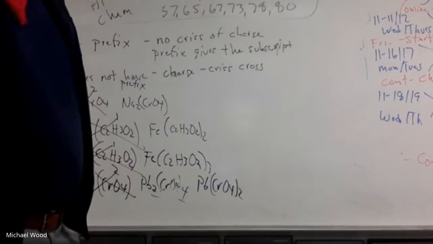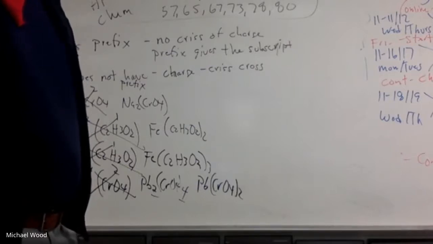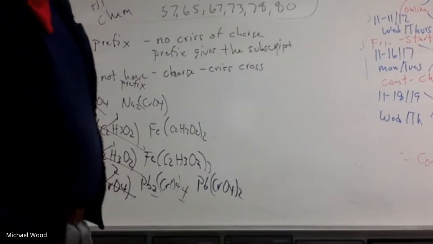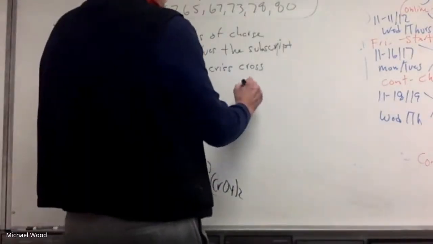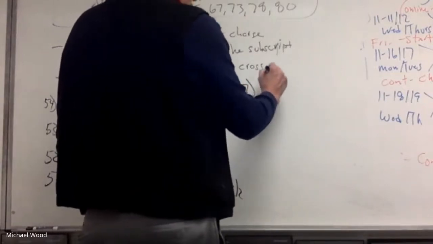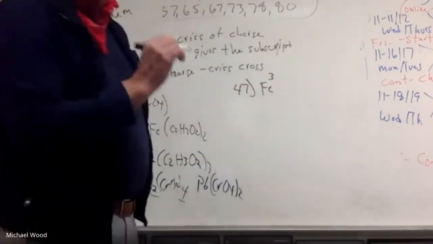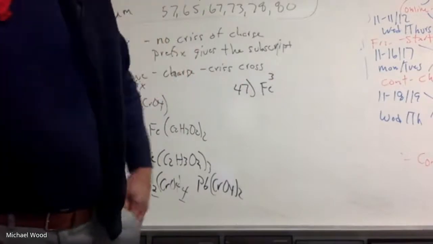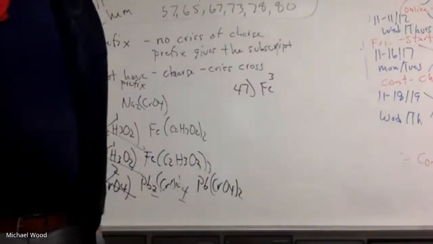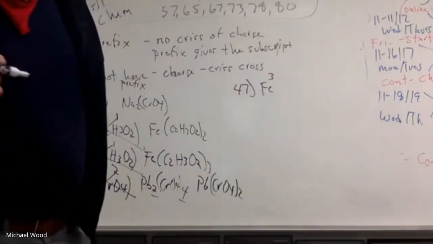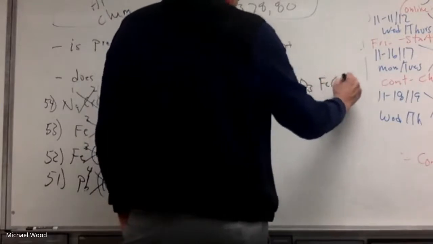Let me skip up to number 47. Iron 3. So that, again, no prefixes. That means iron's a 3. Chlorate, and again, you guys can go back here and look up chlorate. Now, hopefully you've got it memorized, but if you don't, or if you just go, man, I can't remember the charge on that, you can look it up. So if I cross that over, what I get is FeClO3.